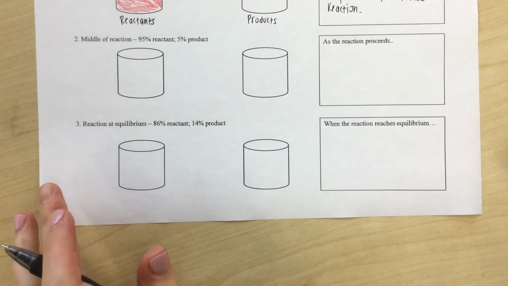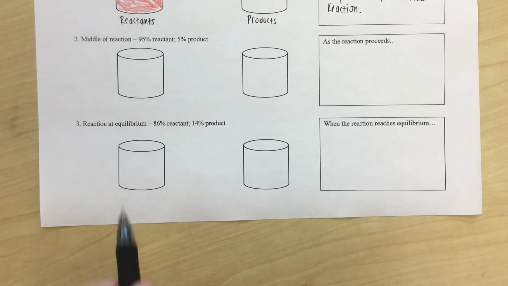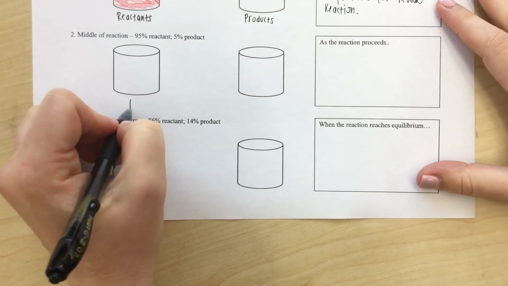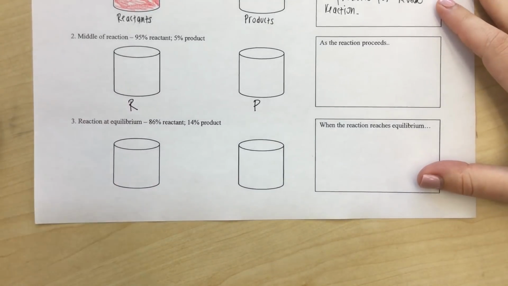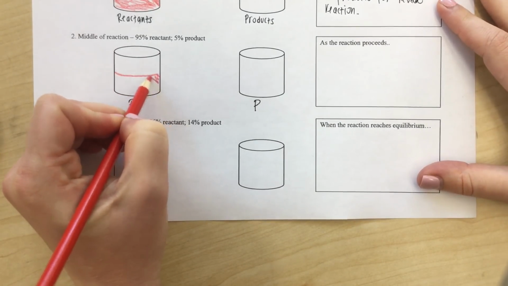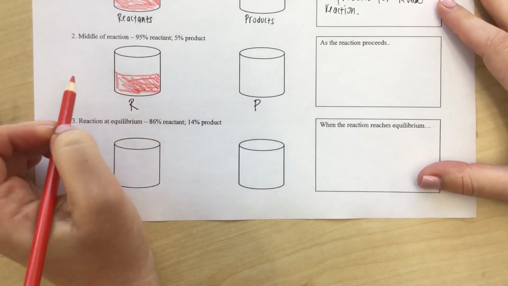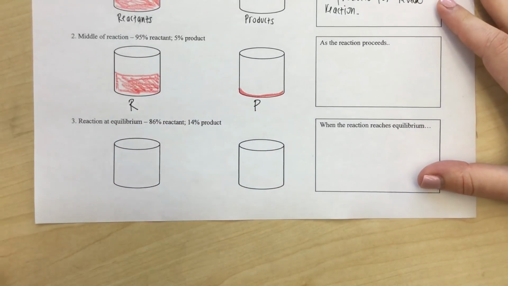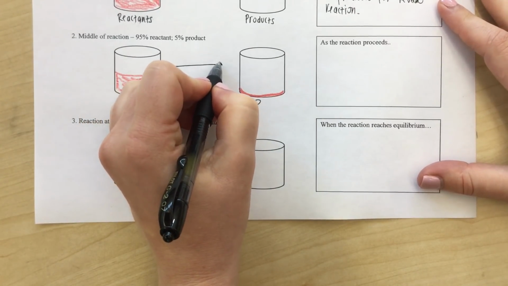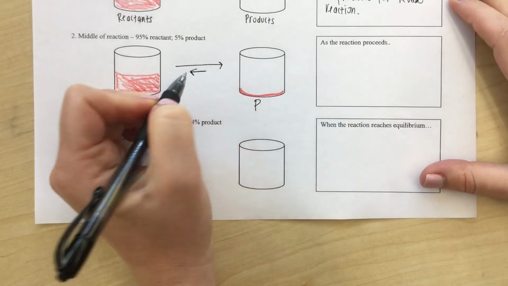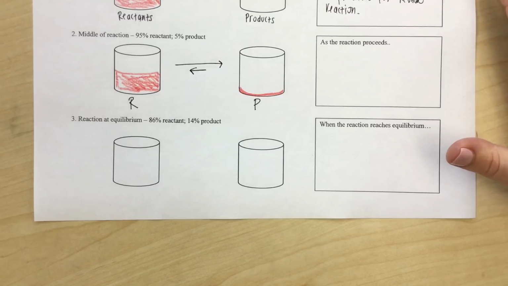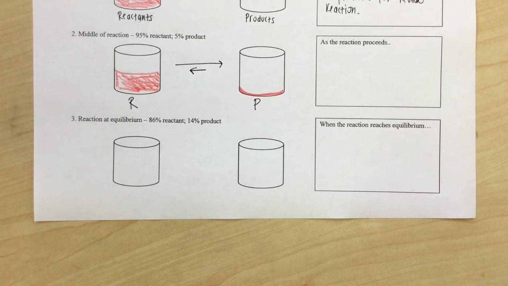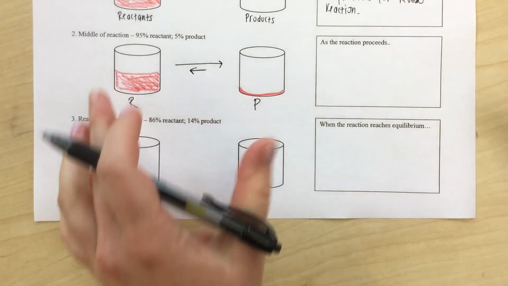After the reaction has proceeded for some time, we get to this middle of the reaction, where we have about 95% reactants and about 5% products. So again, I'll label reactants, products, and I'll draw some of my reactants in. And now we have some product. Not very much, but we have some. And this reaction is reversible now. However, the rates are still different. As the reaction proceeds, the forward rate of reaction is faster than the reverse rate for this middle of the reaction part.